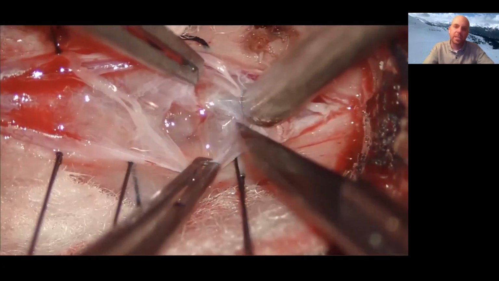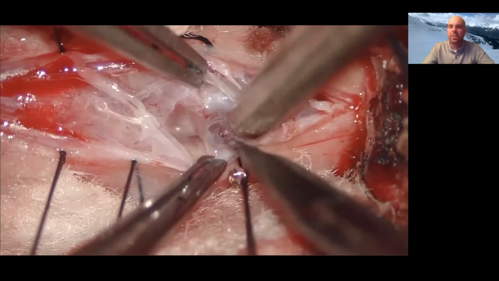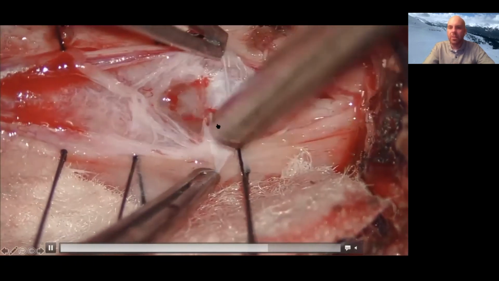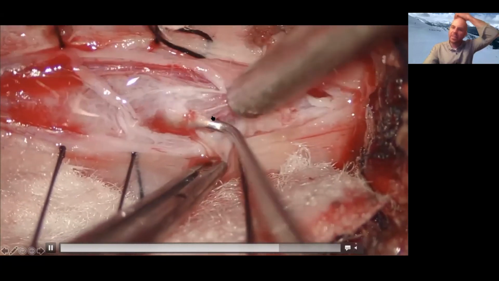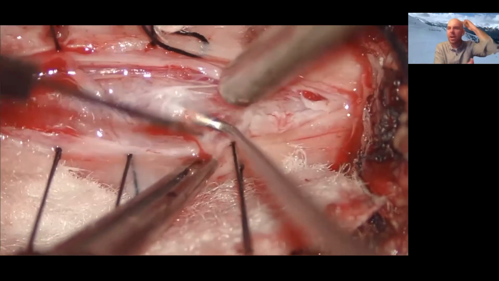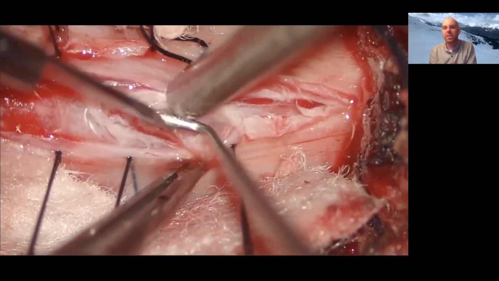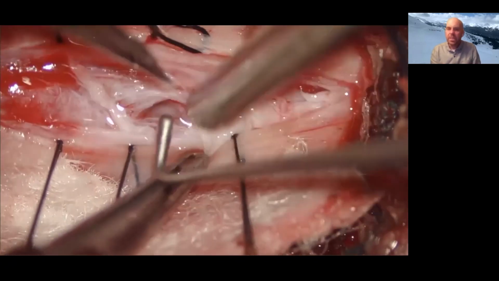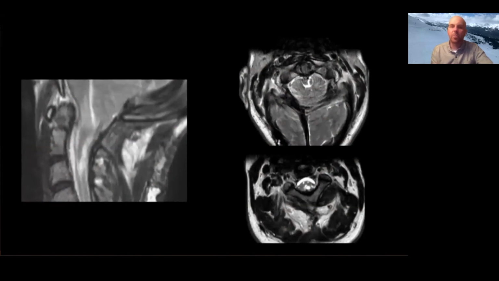So after kind of teasing through all of this stuff, what you see here is we're starting to get down to some more thin normal arachnoid. And, you know, we popped through and now finally we're seeing some normal CSF and we're able to verify, yeah, there's CSF that is now traveling out of the intracranial space into the spinal subarachnoid space. And we've got that decompressed. And hopefully now he'll be able to have better CSF dynamics and that syringobulbia will resolve.